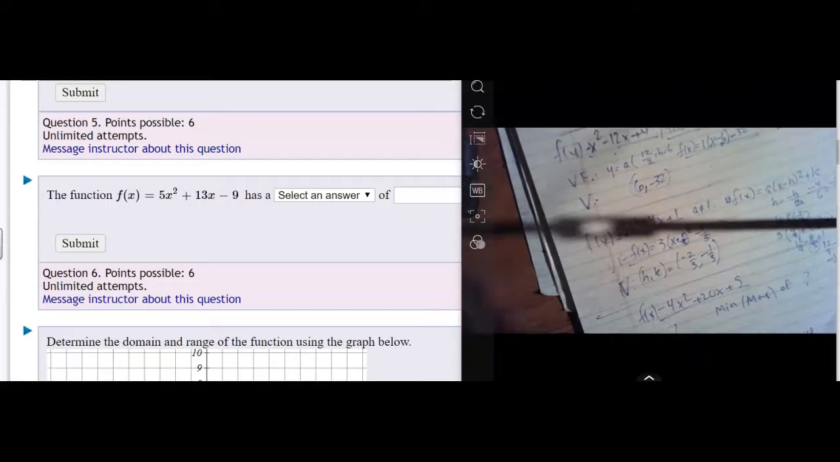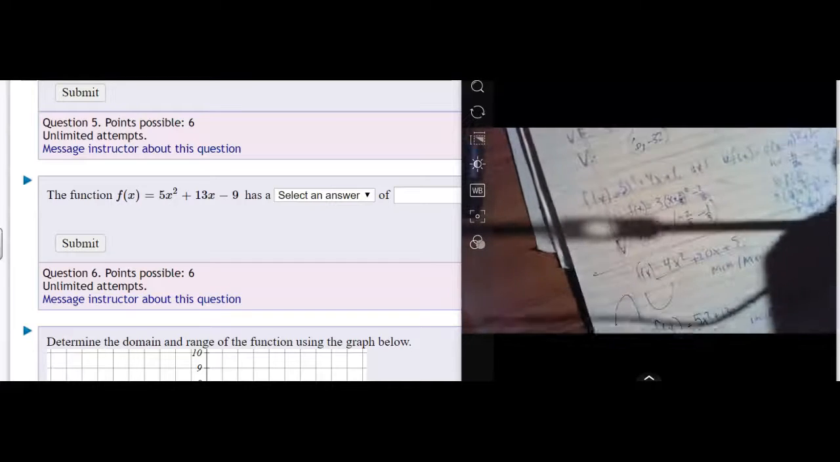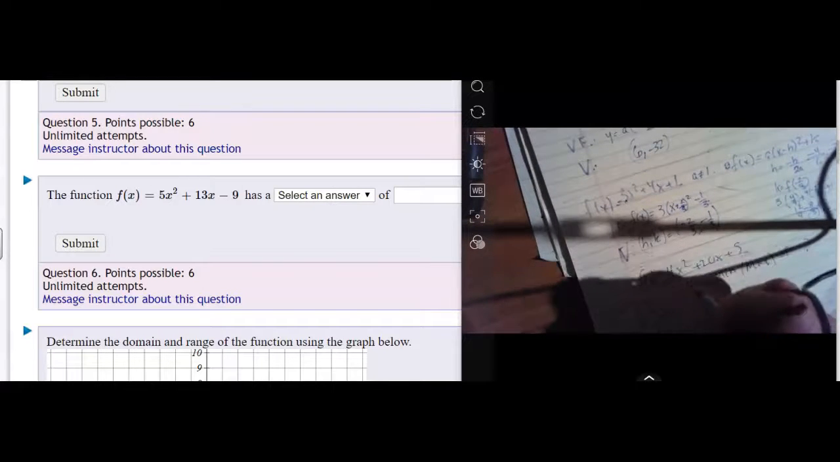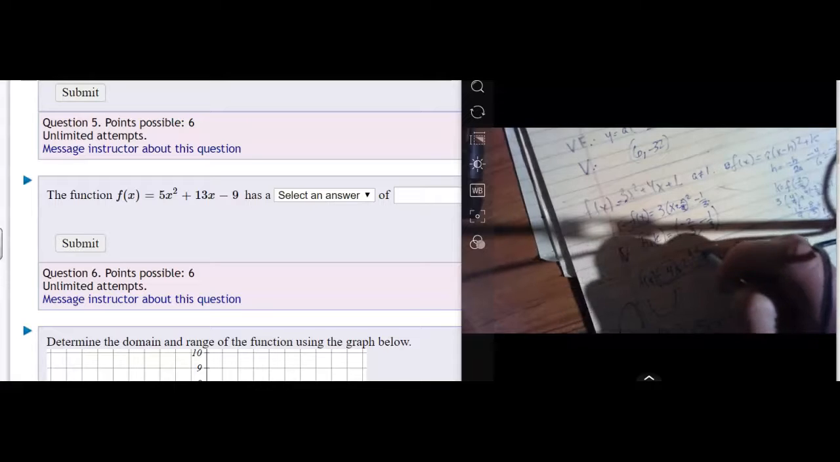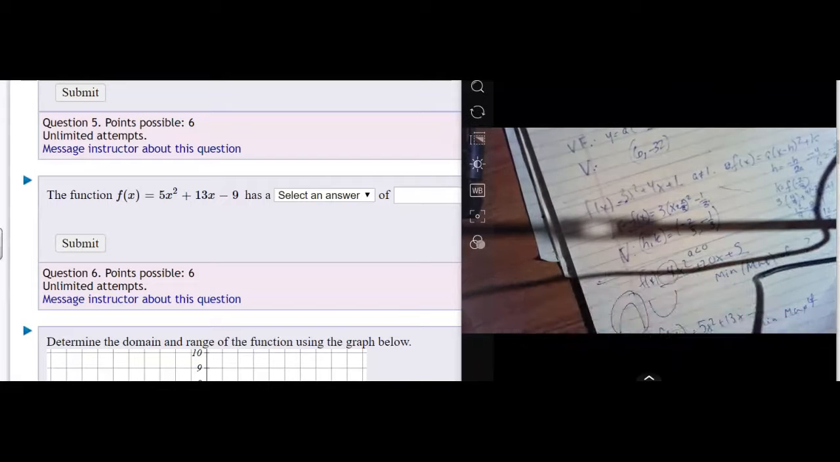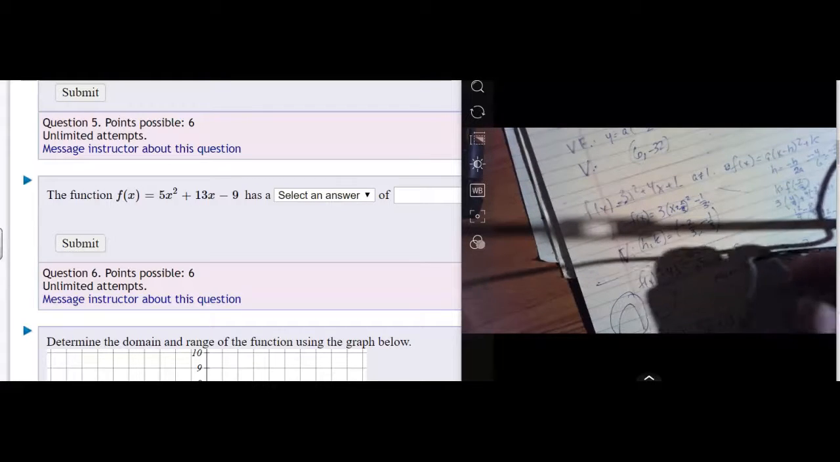So when we go back down here, what we're going to see is if a is greater than 0, it's a min. In this case, we have a -4, so a is less than 0, so that's going to be a maximum. It's going to look like that. So we're going to have a max.